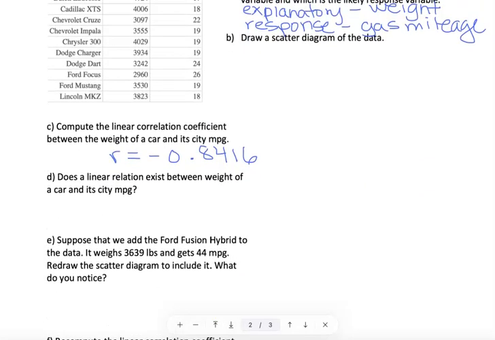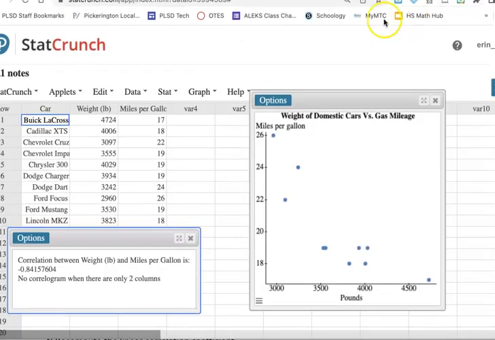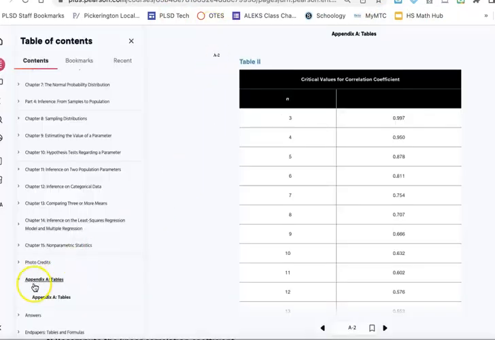Part D, does a linear relation exist between the weight of a car and its city MPG? Whenever it asks, does a linear relation exist, this is not just guessing. We have to actually compare the absolute value of r to the critical value. So this is what I was talking about on the front, where you need to go to Appendix A and Table 2. So I'm going to switch over here. In my text, here's where the appendix is. It's right above the answers for tables. You can see it says Table 2. It's based on sample size.